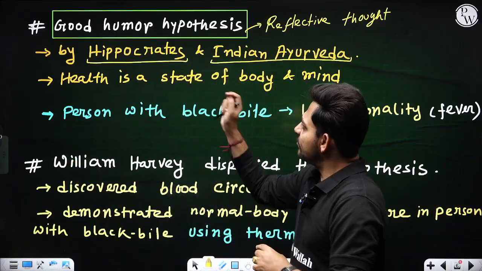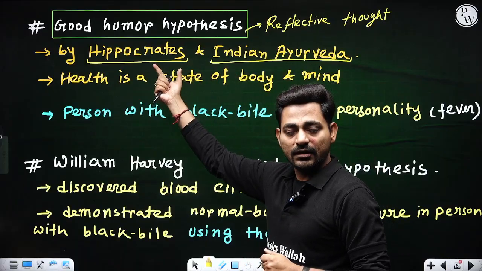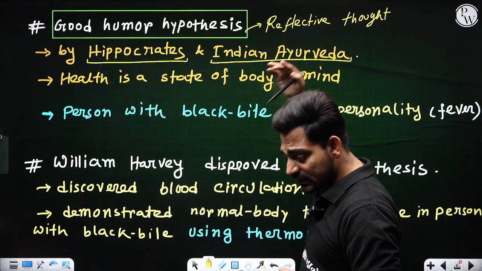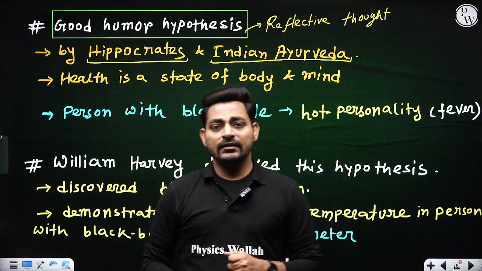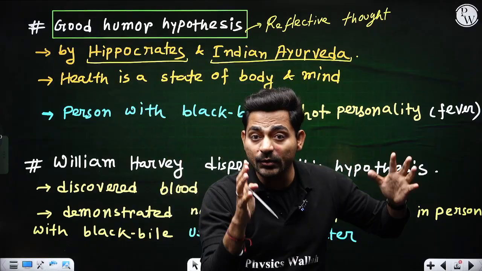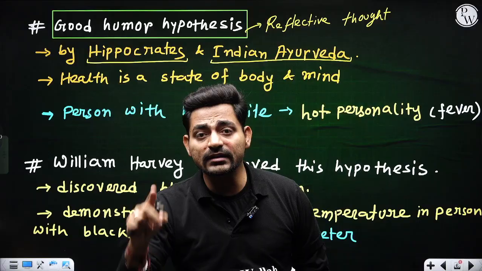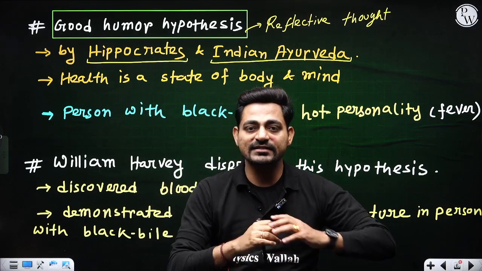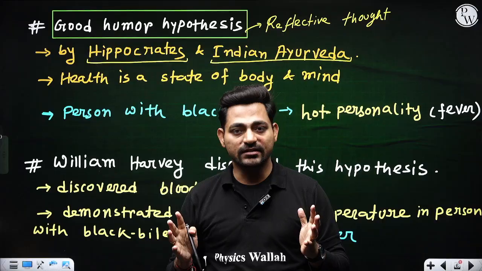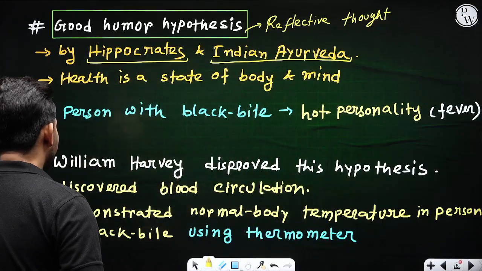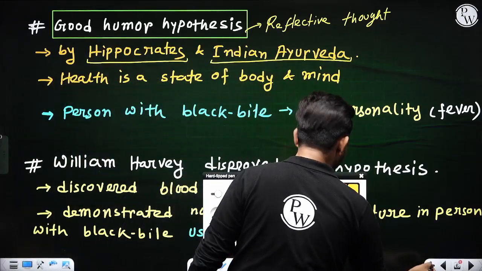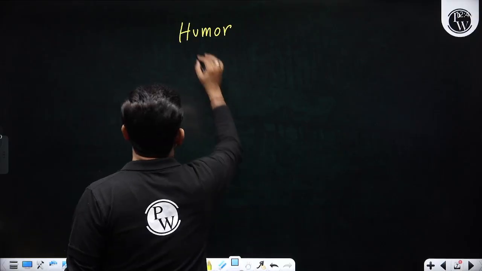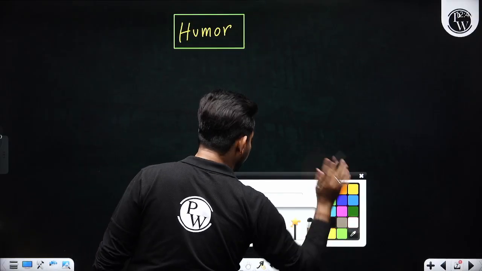So similarly, Hippocrates, the father of modern medicine, and the Indian Ayurveda acharyas observed something. They had their own hypothesis. Remember, it is not a theory, not a law. It is a hypothesis, and they spread it throughout the medicine community. That's why we call this the good humor hypothesis. According to this hypothesis, they described 4 humors.